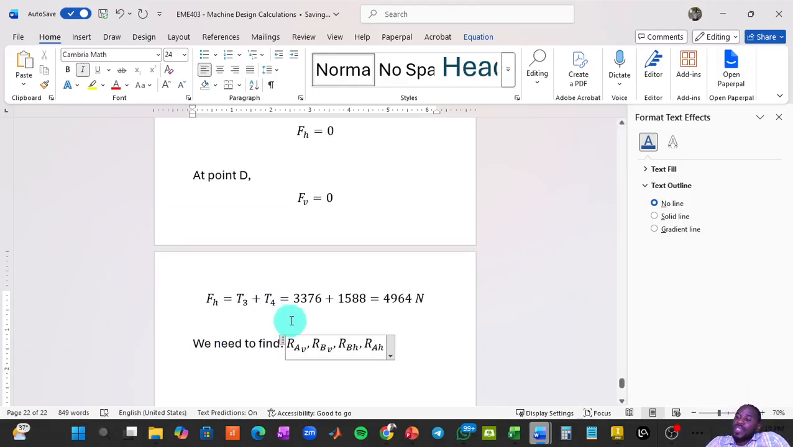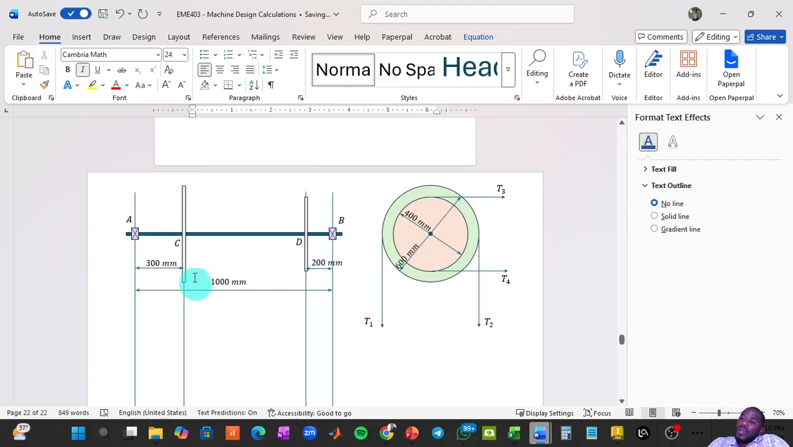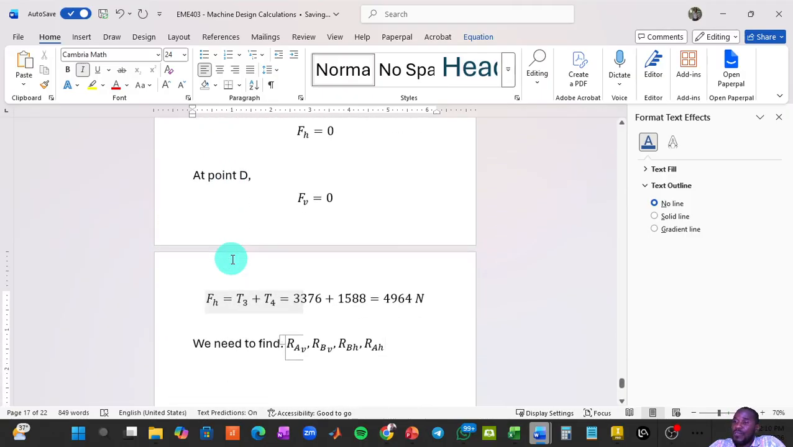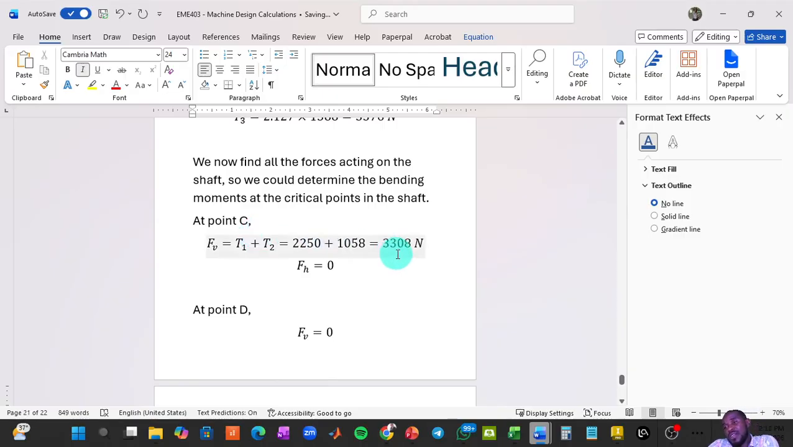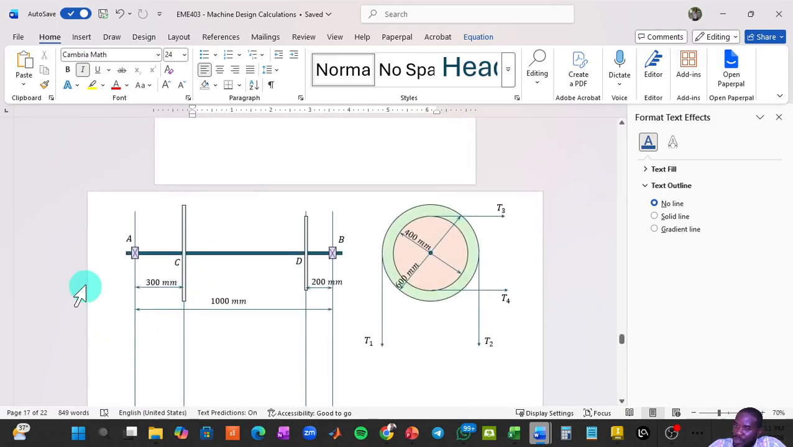Fine. So let's start with the verticals. Let's get back to our diagram so we understand what's going on. So we will take the notation that all forces acting vertically upwards are positive and all forces acting vertically downwards are negative. We have a single force acting at point C, FV, and it acts downwards. The value of that force at point C is 3,308 newtons. That's the only force acting vertically downwards in this whole arrangement.